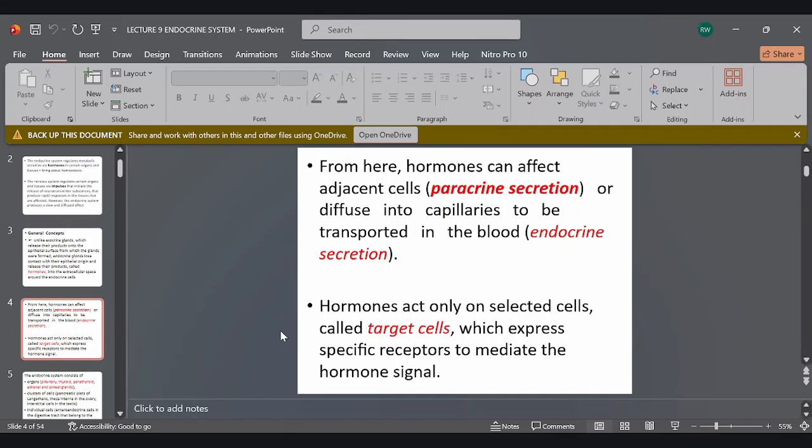Now, these hormones act only on selected cells, which we call the target cells. They don't act on all cells, but only on the target cells in the body, which express receptors to mediate hormone signals. So that's how these are released.